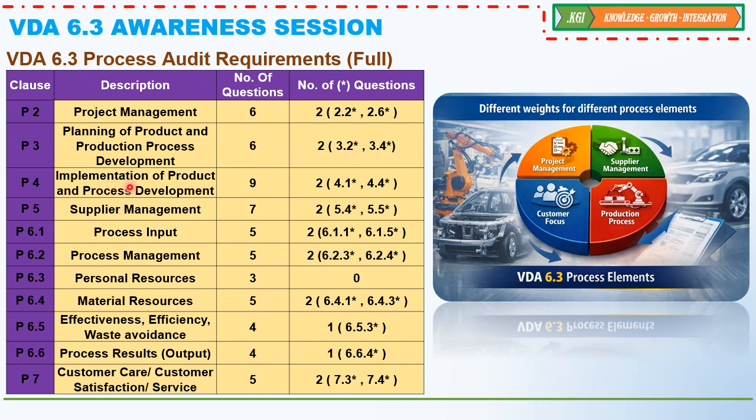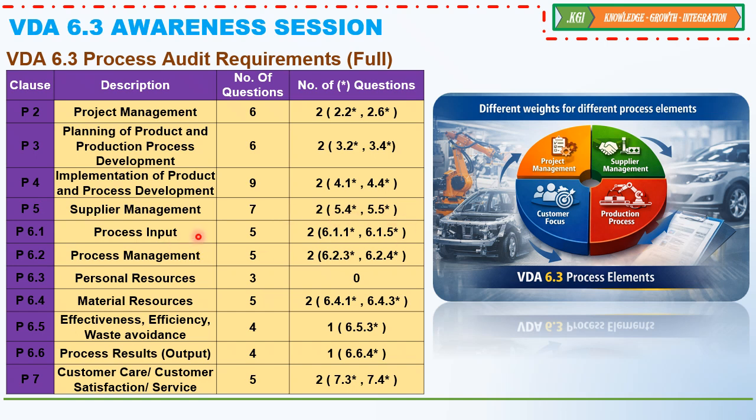P4 says implementation of project and process development, where the total number of questions assessed is 9 and 2 questions are mandatory questions. P5 says supplier management, where supplier means supplier or sub-supplier management. The total number of questions is 7 and 2 are mandatory questions.